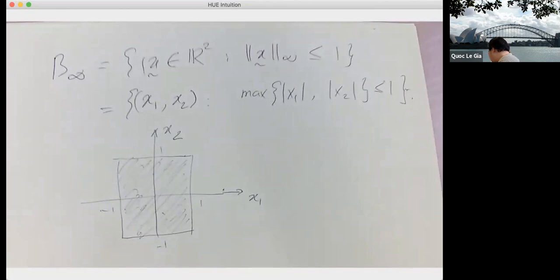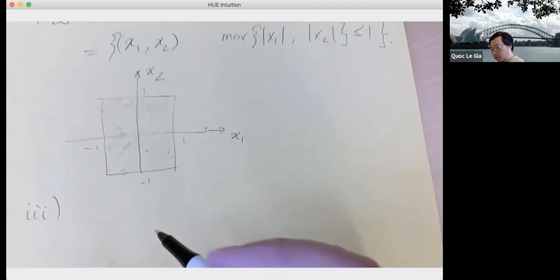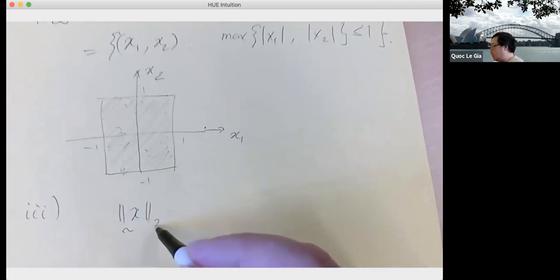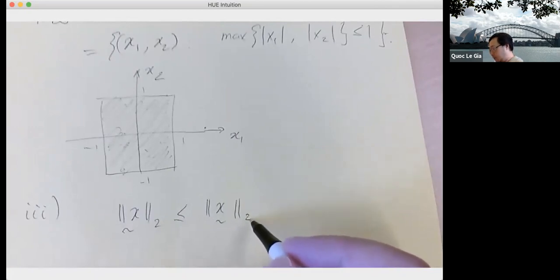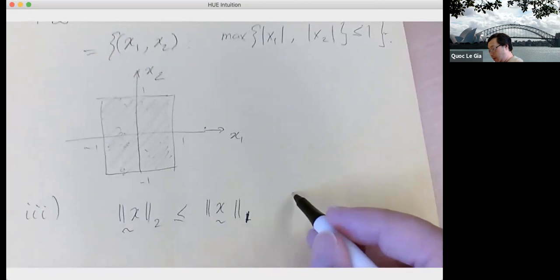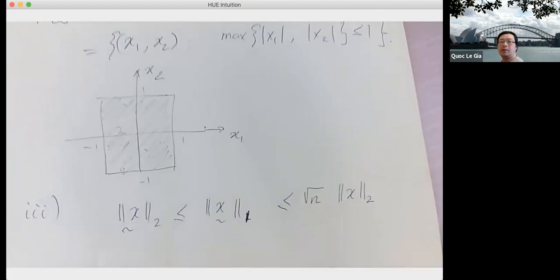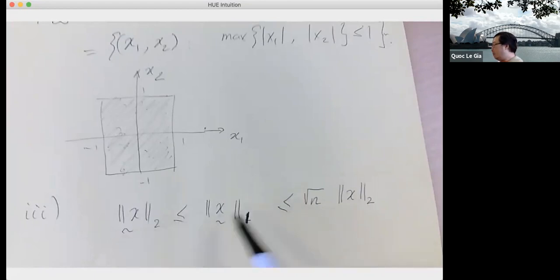So the next question is, question 3: show that the 2 norm of a vector x is less than or equal to the 1 norm of the vector x, which is less than or equal to square root n times the 2 norm of the vector x. So essentially this says that somehow you can compare the 1 norm and the 2 norm by those two constants, 1 or square root n.